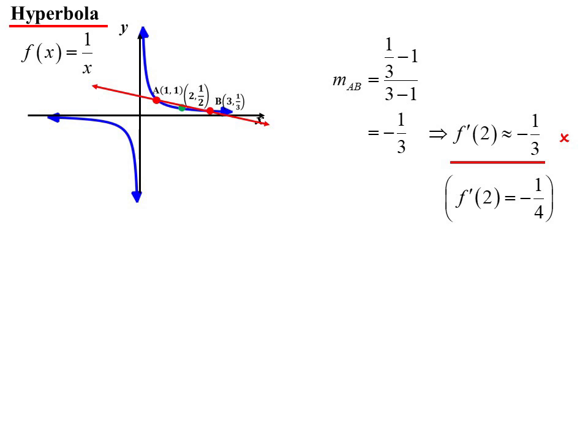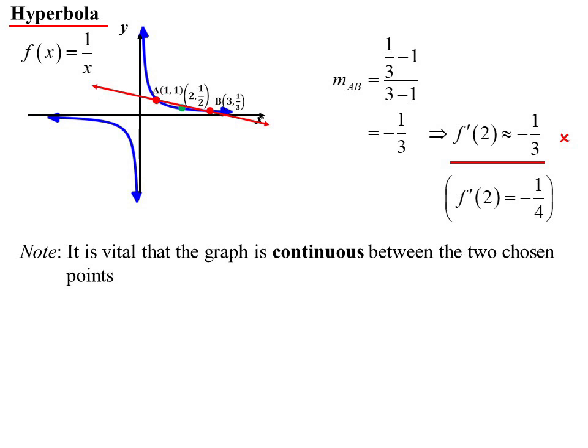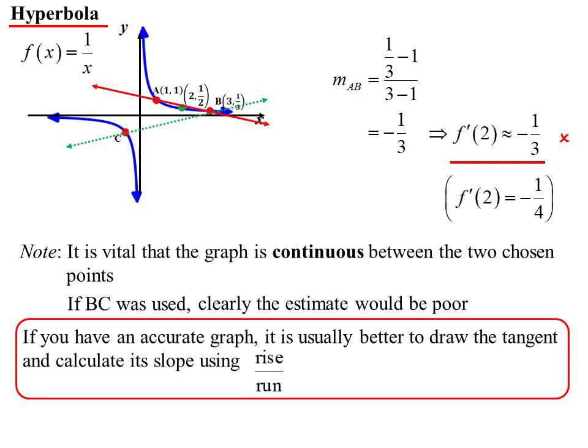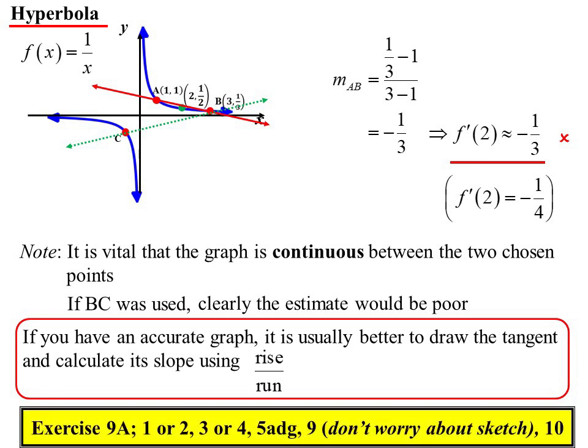In fact, with the hyperbola we've got another issue, because this curve is not continuous. So we want to have the 2 points at least on the same branch. Because imagine I did this. If I chose C on the other one, have a look at that for an estimate. Terrible. Not even the same sign. One's negative and one's positive. So not a great estimate. If you have an accurate graph, then possibly it's best just to draw the tangent in and work out rise over run, reading off the graph. But that relies on being a really accurate graph. So that's our starting point. So 9A will do that.